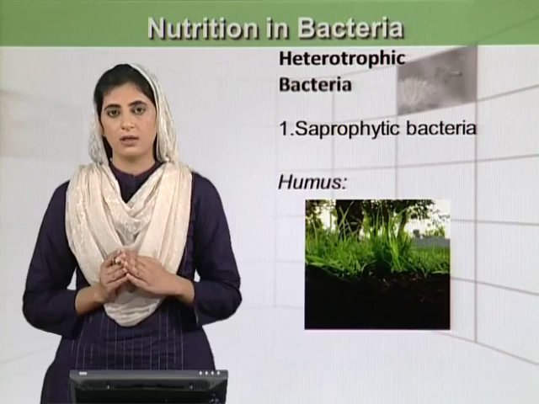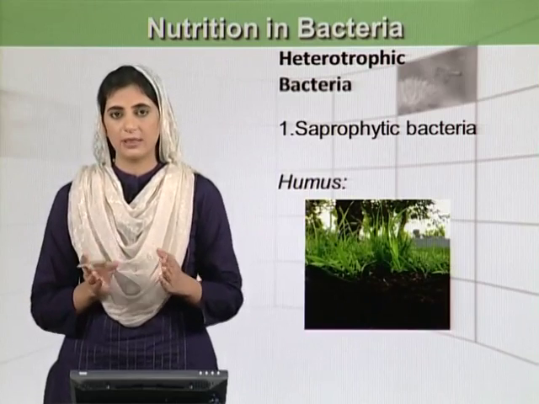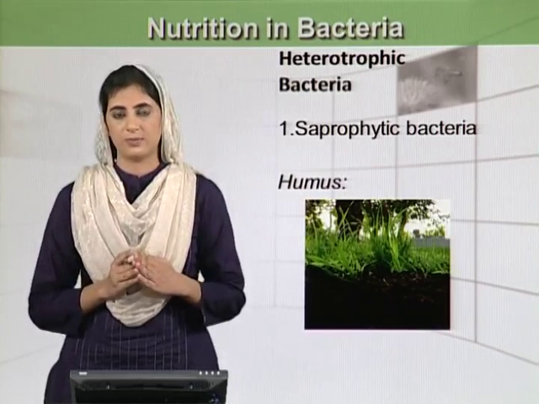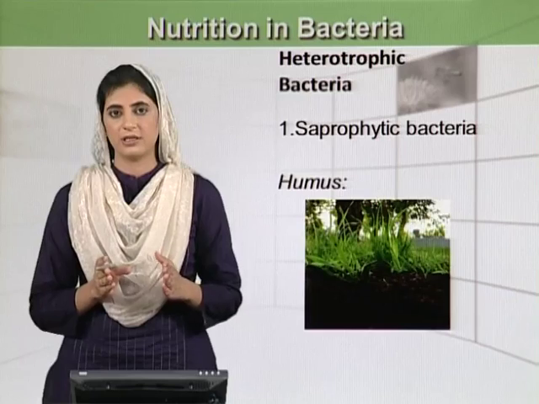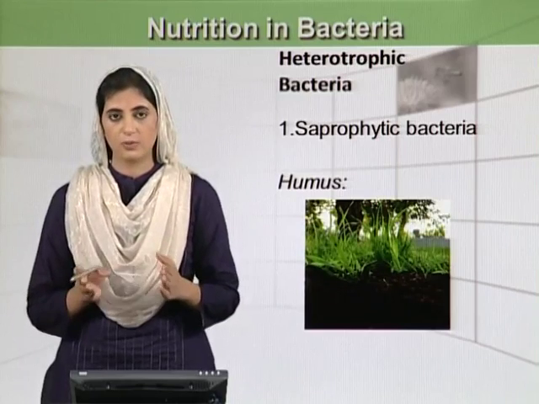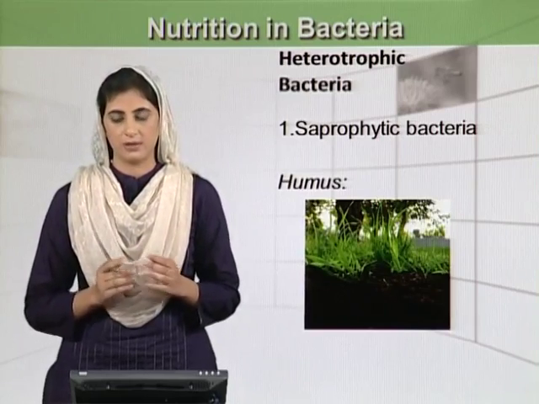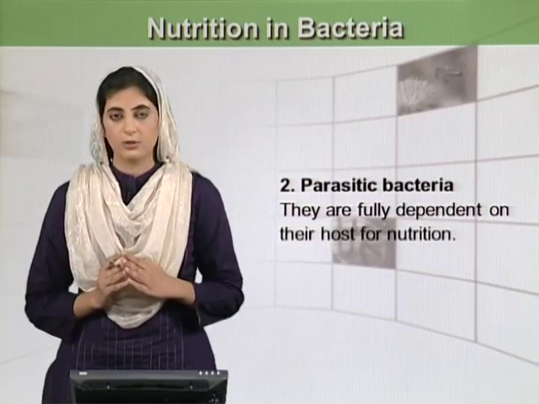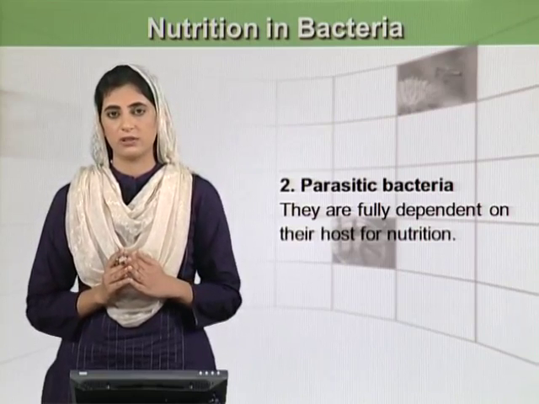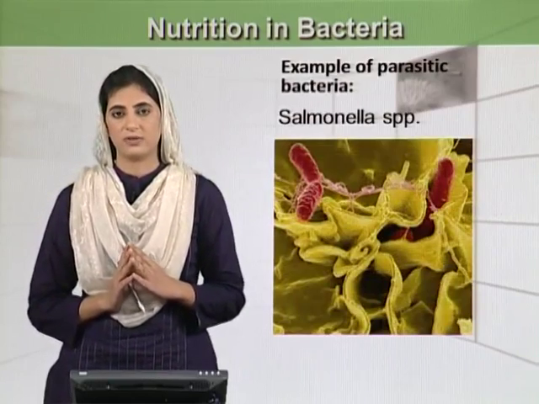Saprophytic bacteria obtain their food from the decay of dead organic matter. Soil contains humus, which is present due to the partial decay of dead plants and animals. So this humus is the source of nutrients for these saprophytic bacteria. Parasitic bacteria are fully dependent on their host for their food supply. They do nothing themselves. An example is that of Salmonella species.